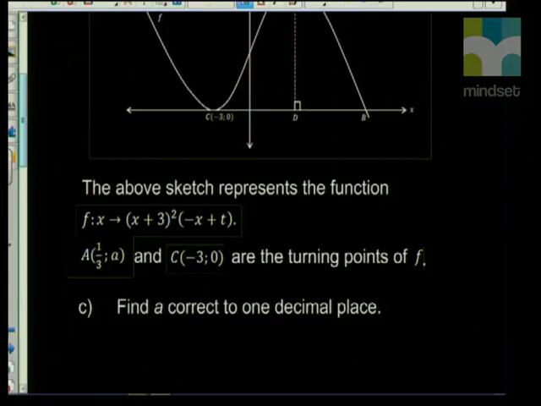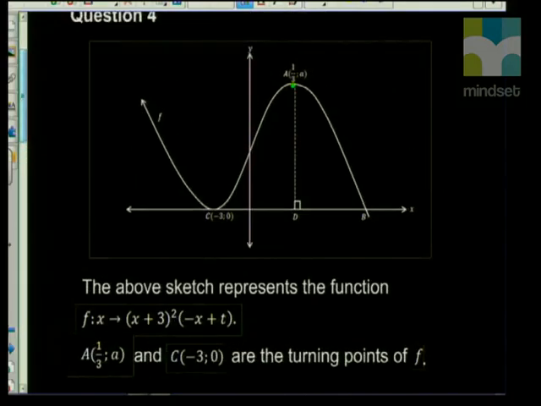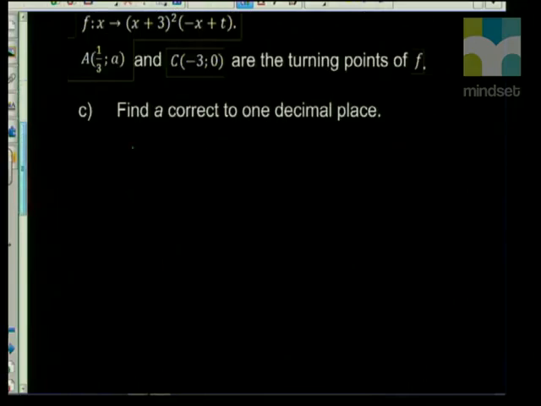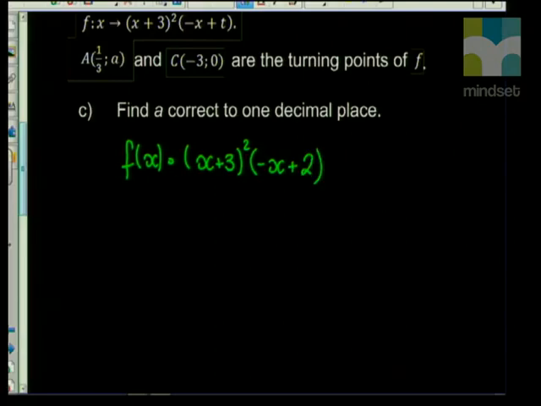Now that we've done that, they're asking us to calculate the value of a. Now remember, we know this point over here, the x-coordinate is a third, but we don't know what the y-coordinate is, and they're asking us to find that. So once again, let's go back to our formula. We've established that we have an f of x, which is equal to x plus 3, all being squared, and I had a negative x plus t, and we know that t was 2.